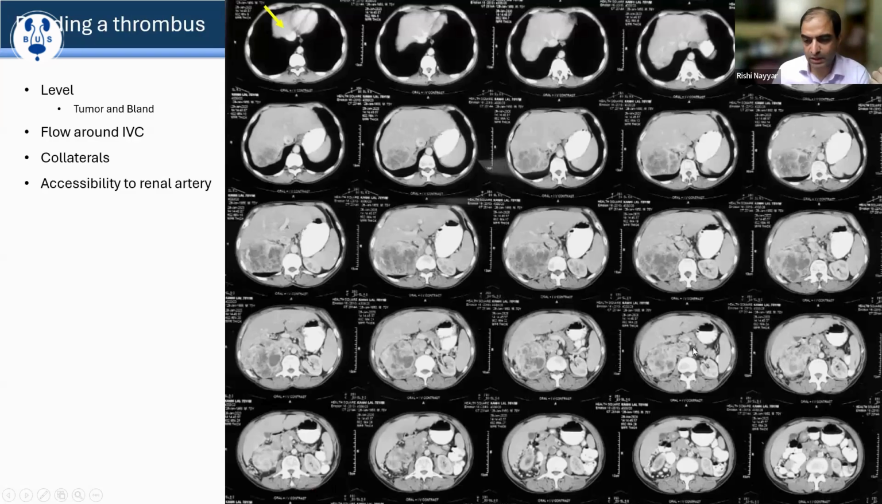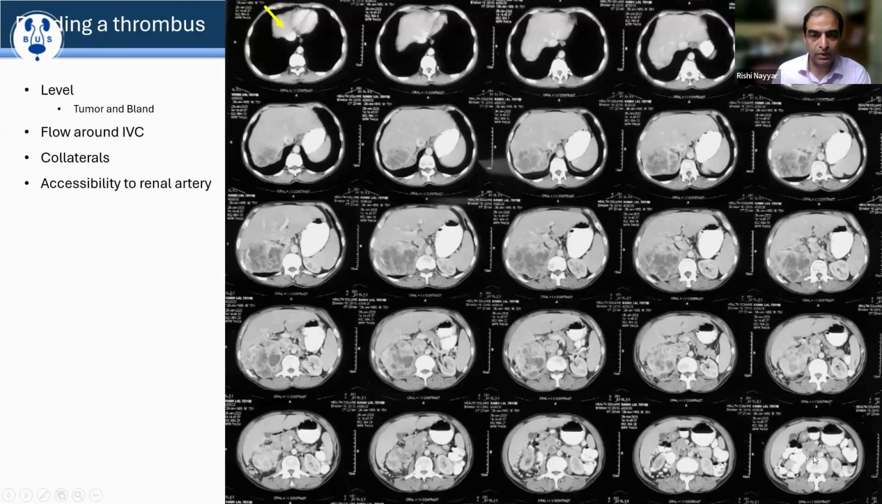And so we can continue to follow. But if you see, the thrombus was enhancing till this level. But below this level, it is not enhancing, and there is no contrast in the IVC as well. So the IVC is completely blocked. So we can say that there is a thrombus in the IVC. This is bland thrombus, and this enhancing thrombus was the tumor thrombus. So inferiorly, this is a bland thrombus.